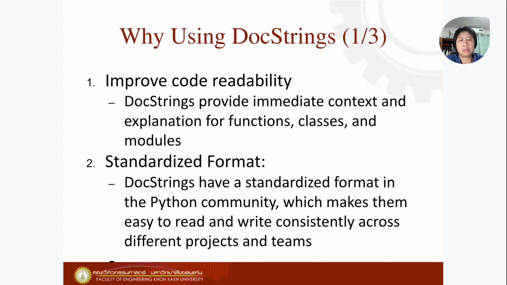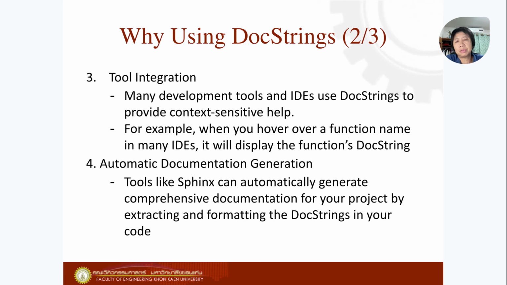So why do we use documentation strings? Because they can be used to improve code readability. Docstrings provide immediate context and explanation for functions, classes, and modules. They also have a standardized format in the Python community, which makes them easy to read and write consistently across different projects and teams. And there is tool integration. Many development tools and IDEs use docstrings to provide context-sensitive help. For example, when you hover over a function name in many IDEs, it will display the function's docstring.